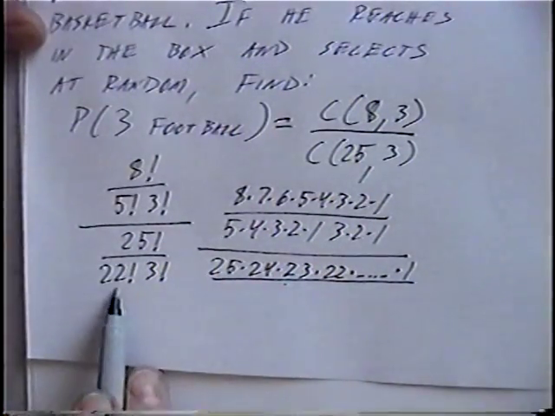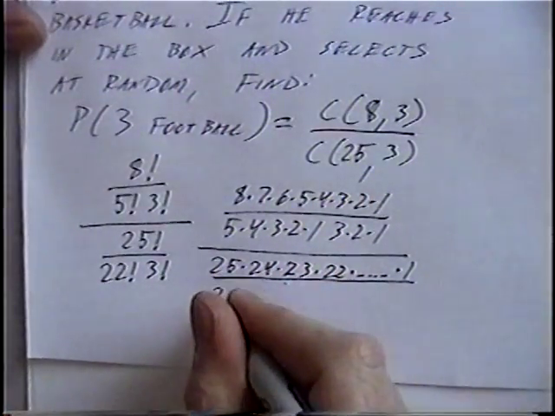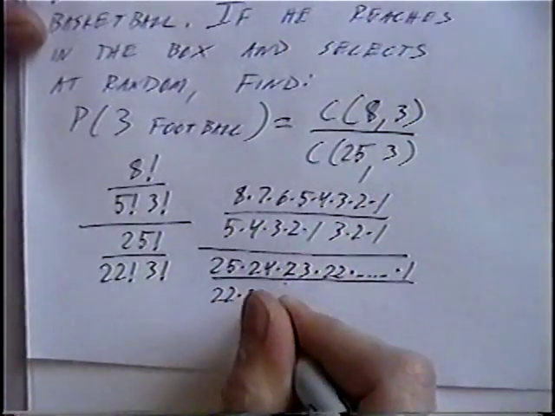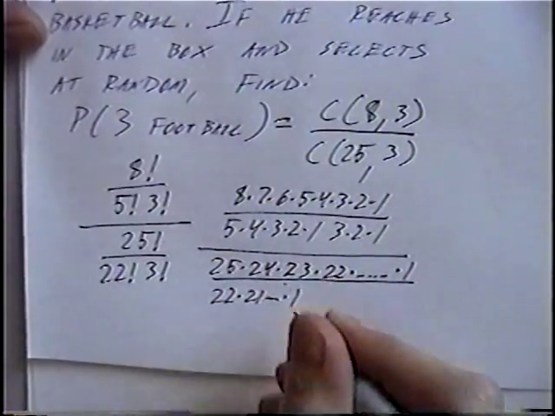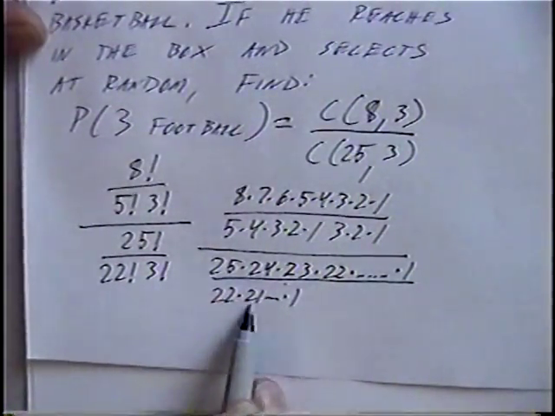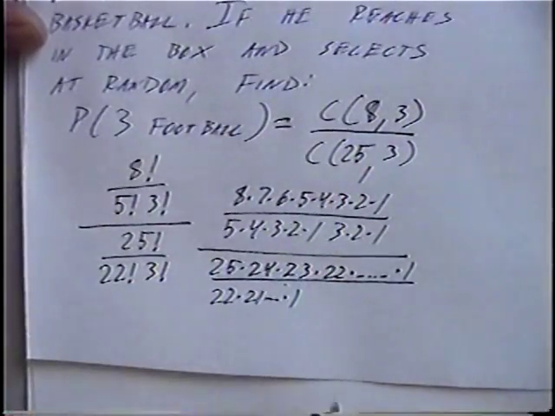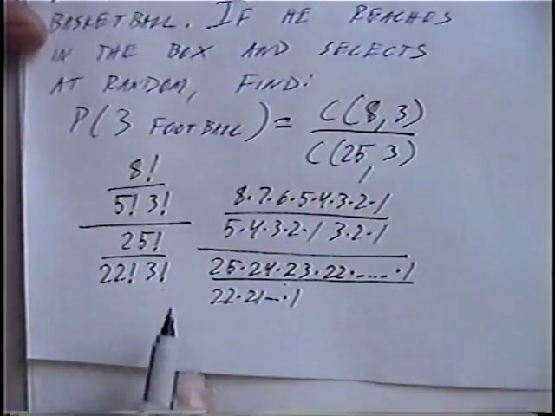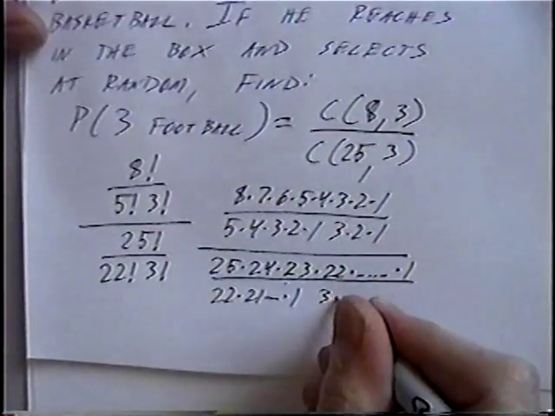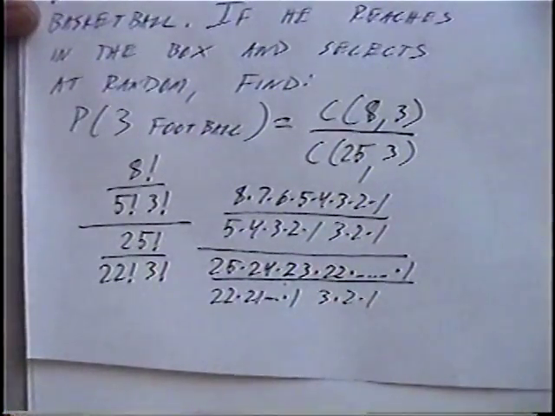For the denominator, we'll have 22 factorial. Again, I'll do 22, 21, and put dot dot dot times 1, so we'll have all the numbers from 21 to 1 in there. Again, we'll cross those off in just a minute. 3 factorial would be 3, 2, and 1.